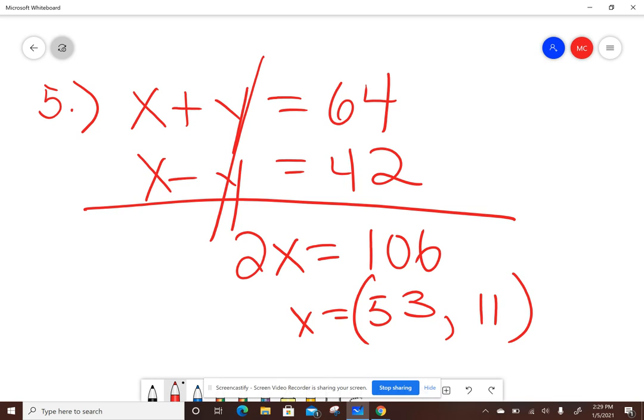Okay, so once you know elimination, it's my favorite way of solving systems of equations. Okay, so you can stop the video now.